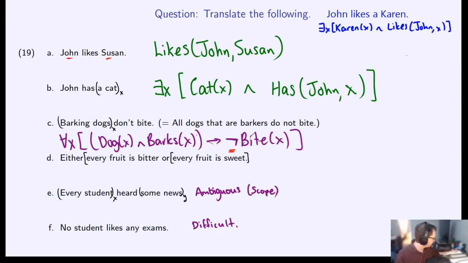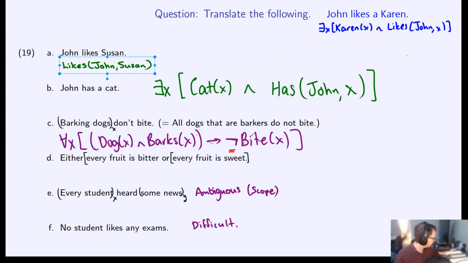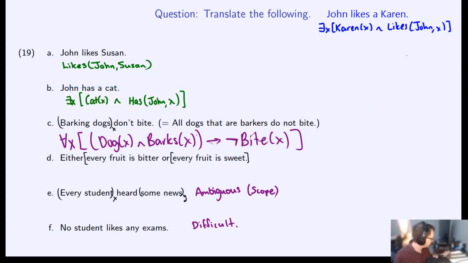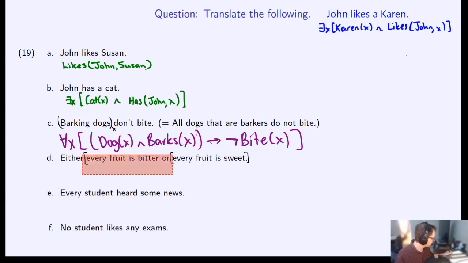Okay. So D, either every fruit is bitter or every fruit is sweet. This is very similar to the one I did earlier with the hot or cold. So we translate every fruit is bitter, we translate every fruit is sweet, and then we put an or between them. We can use the same variables or different variables, it doesn't matter. Let's just use some weird variables just so we get used to seeing them.